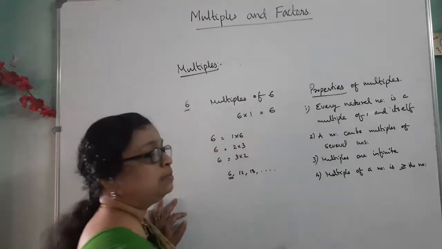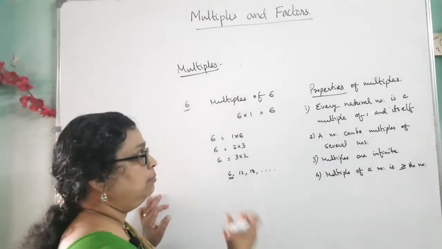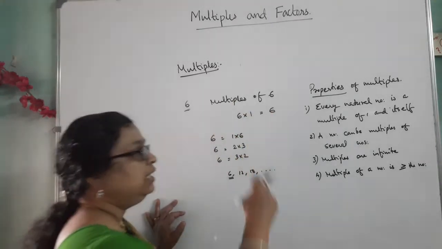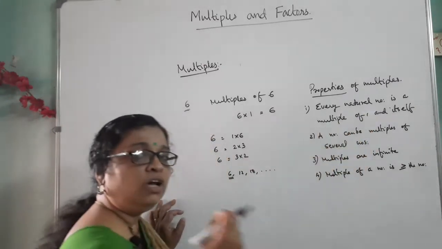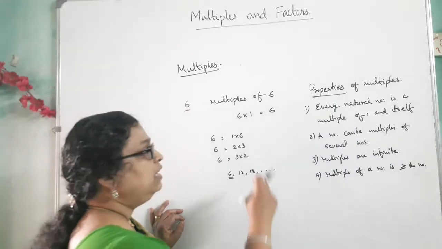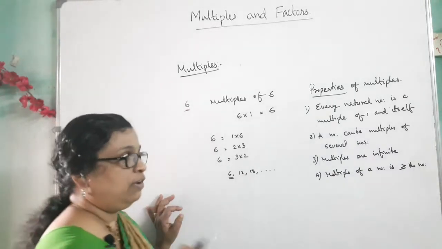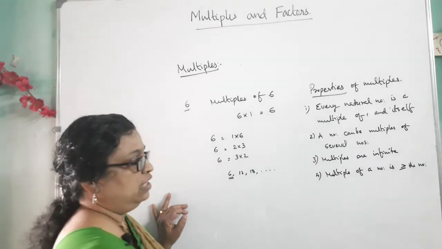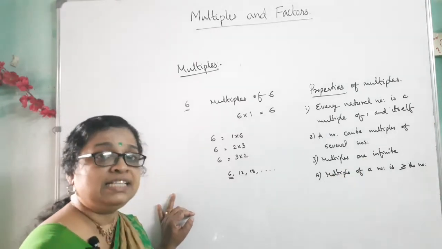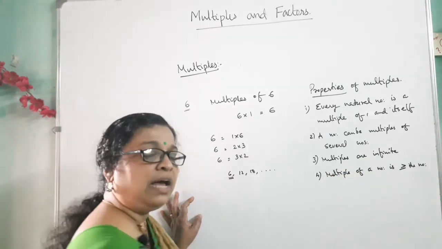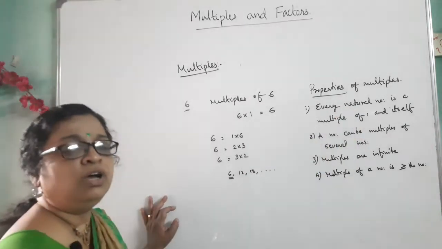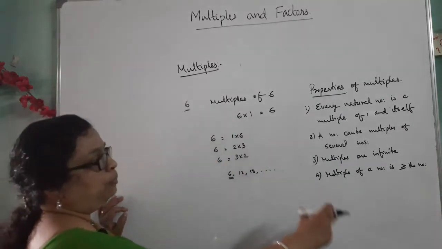So, multiple means multiplying a number with natural numbers. Natural numbers are 1, 2, 3 etc. Multiplying with 1 we get the same number. That is, every natural number is a multiple of 1 and itself. The smallest multiple of any number is the number itself. The greatest multiple we can't find out because the numbers are infinite. So, multiples of a number are infinite, and a multiple of a number is greater than or equal to the same number, and a number can be multiples of several numbers. These are the properties of multiples.